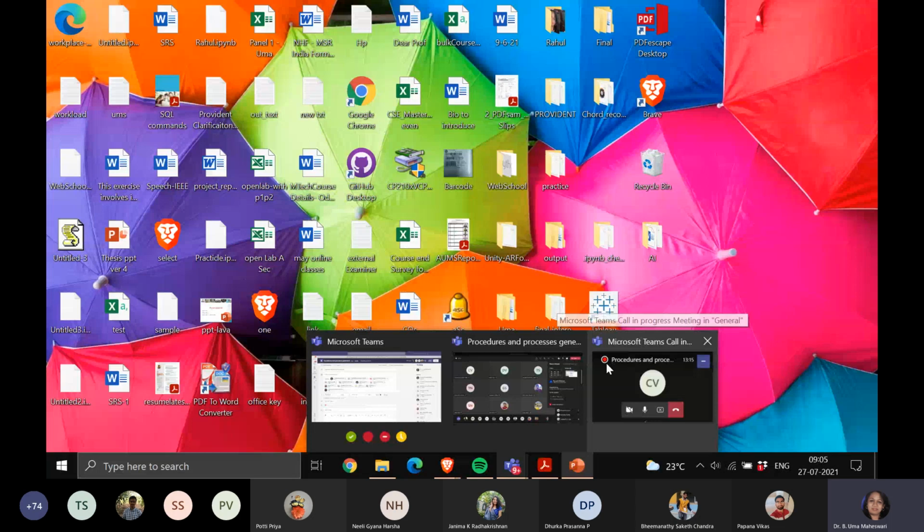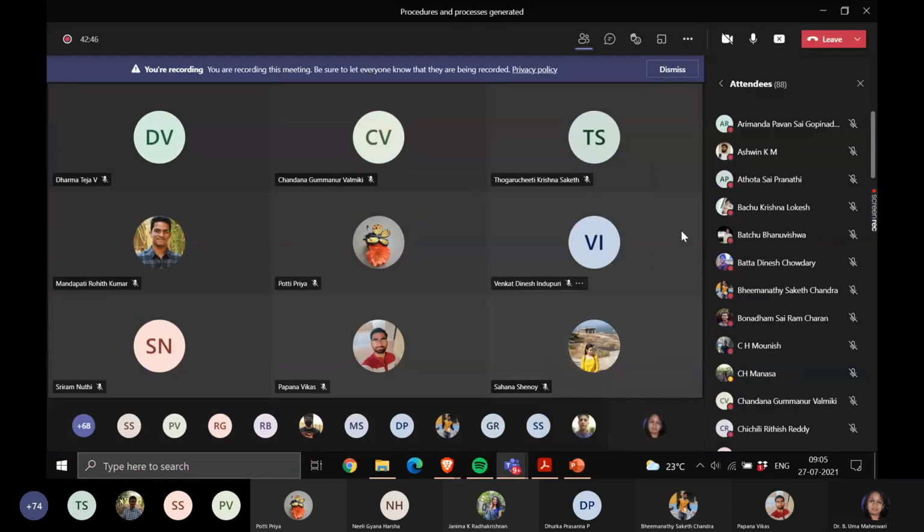Okay, I'll point out someone. Ashwin. Ashwin, are you there? Many people are leaving. If you have a fear, then you can't learn. Okay, shall I call Rohit? Rohit Kumar?